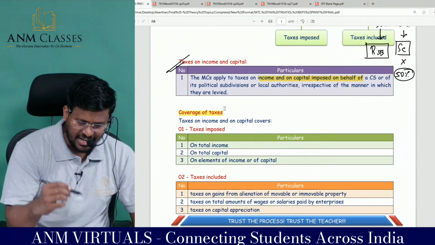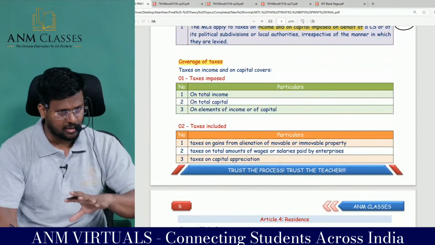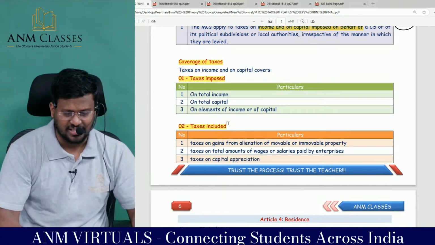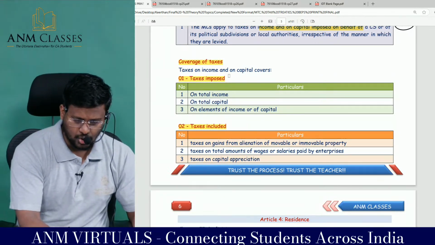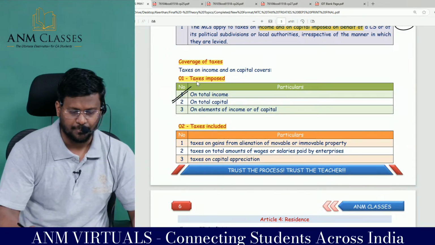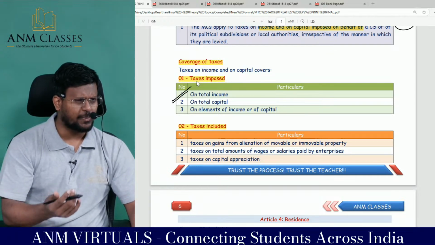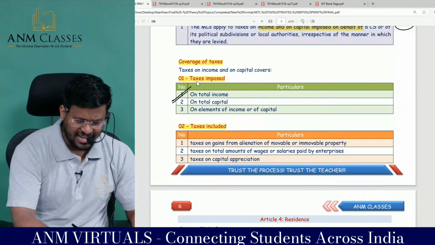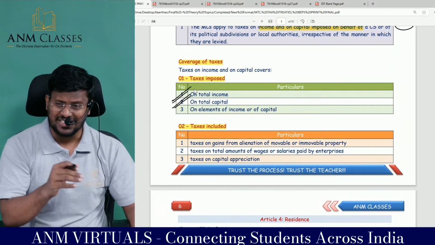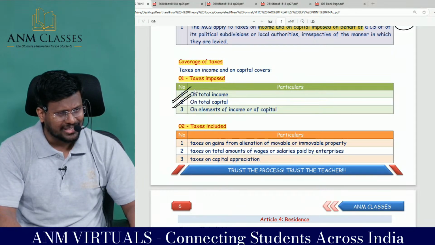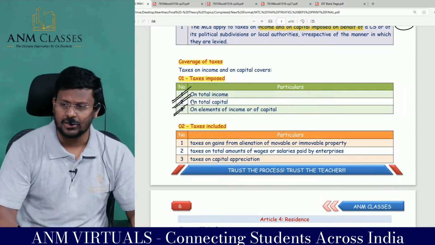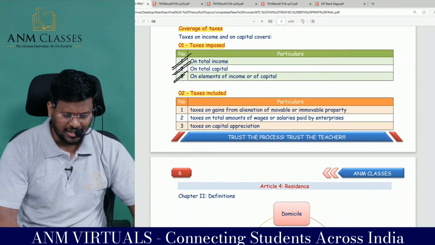Coverage of taxes: in addition to taxes on income and capital, the DTA will cover two things. Number 1, taxes imposed, and taxes included. Taxes on income and capital cover, sir, taxes on what income? Total income. That's what income tax is, based on total income you pay certain tax. Taxes on capital, that's wealth tax, but in India wealth tax has now been abolished. Sir, taxes on elements of what? Income or capital. Let's look at what is included.